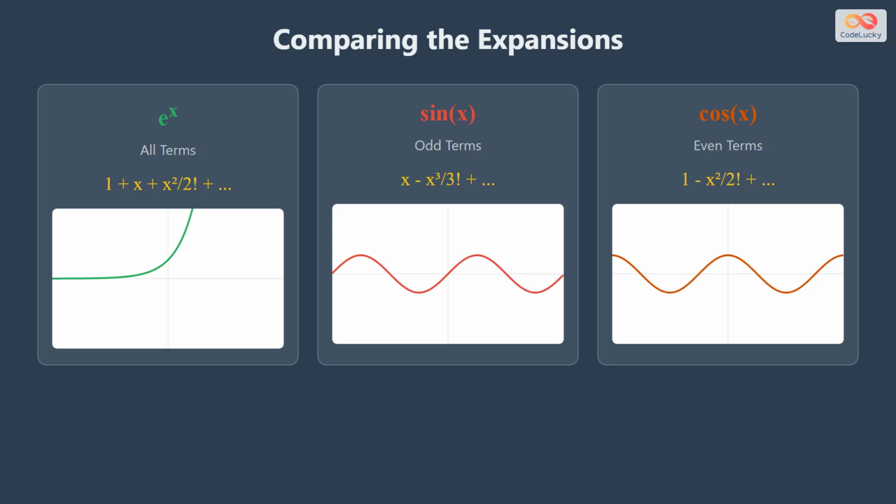Here you can see all three side by side. The exponential function keeps all the terms. The sine function keeps only the odd terms. The cosine function keeps only the even terms. This relationship is not a coincidence. It is a deep property that links these functions together in complex analysis.